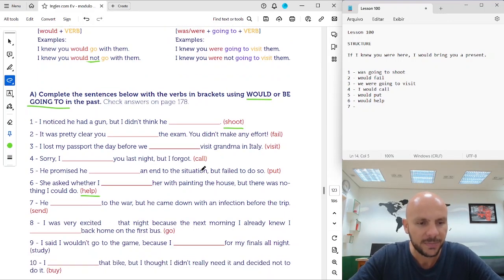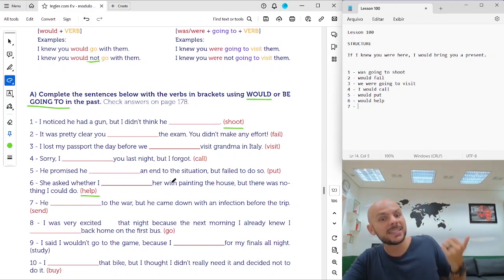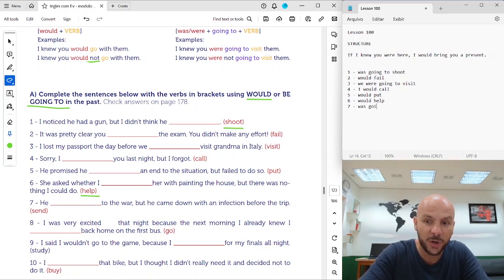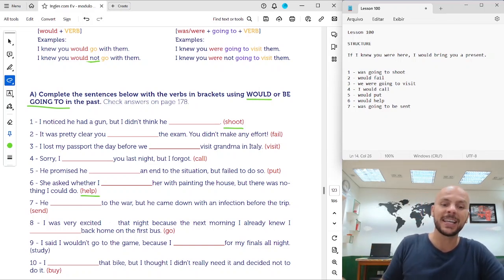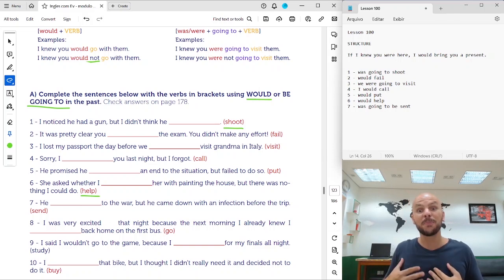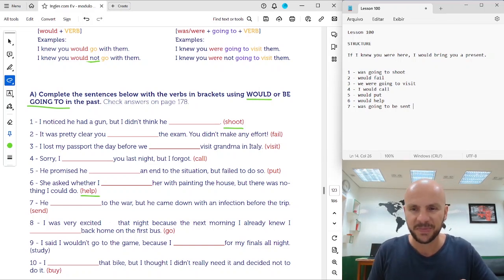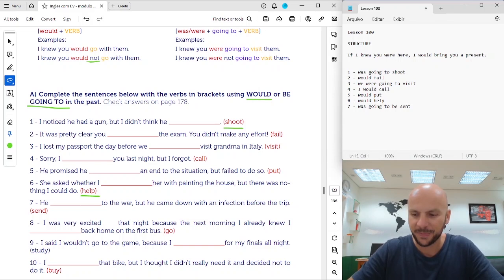7. We have to use the passive voice because the guy is receiving the action. So he was going to be sent to the war. He was going to be sent. He wasn't going to send. He was going to be sent. But he came down with an infection before the trip. Okay? So the army planned to send the guy to war.